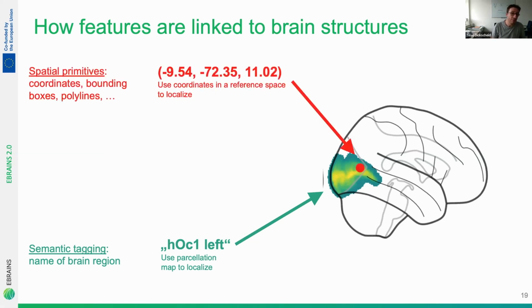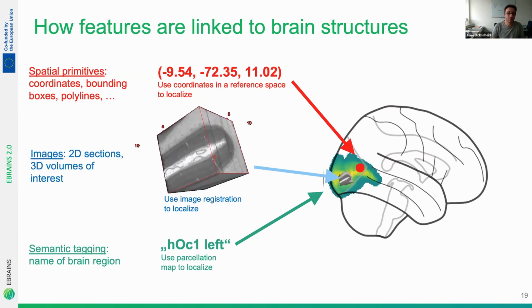But that's not always available. Often we have measurements coming from labs which are linked to coordinates in MNI space, for example, and then we can use these coordinates to link with the atlas. One example is if you connect to the microarray database of the Allen Institute, for example, these gene expression measurements are linked to MNI coordinates, and we can use the MNI coordinates then to assign the data to brain regions and to coordinates in other reference spaces. And if we have image data, we can of course use image registration methods right away.